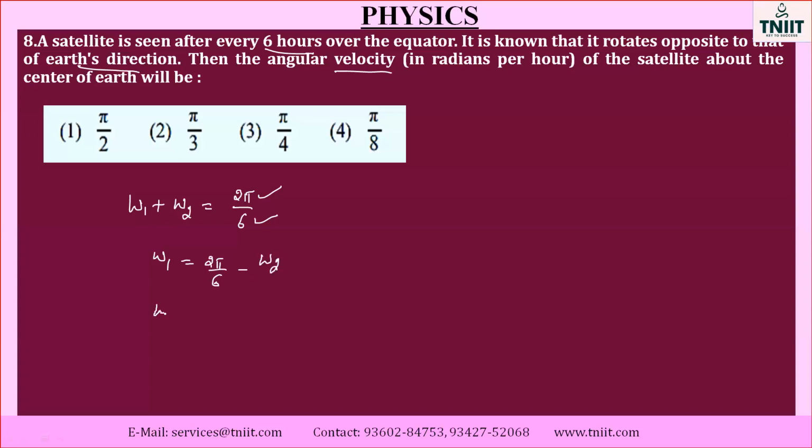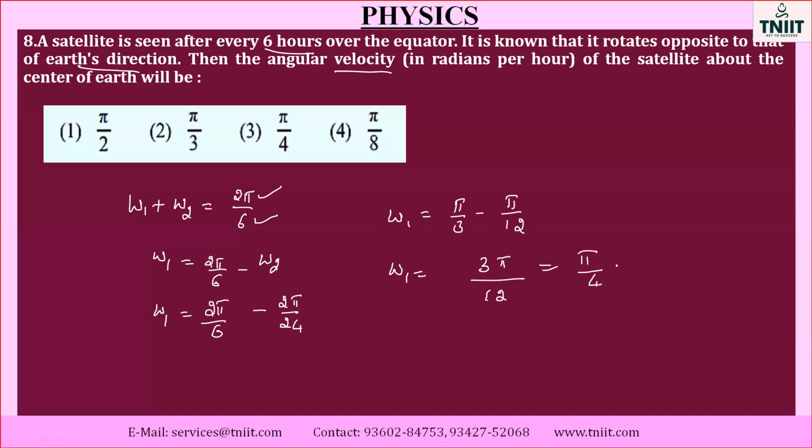When it comes to the opposite direction, what should be the time taken? If it has to come to the opposite direction, the time taken is 24 hours. So 2 pi by 24. So what is omega 1 then? Pi by 3 minus pi by 12. LCM will be 12, so 4 pi minus 3 pi. 3 pi by 12 means pi by 4. So option 3 is the right answer.